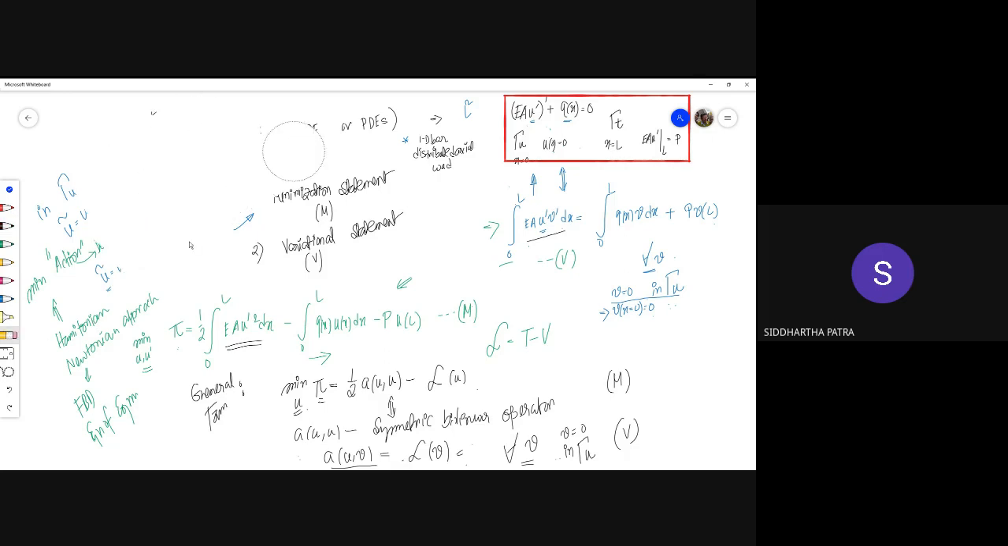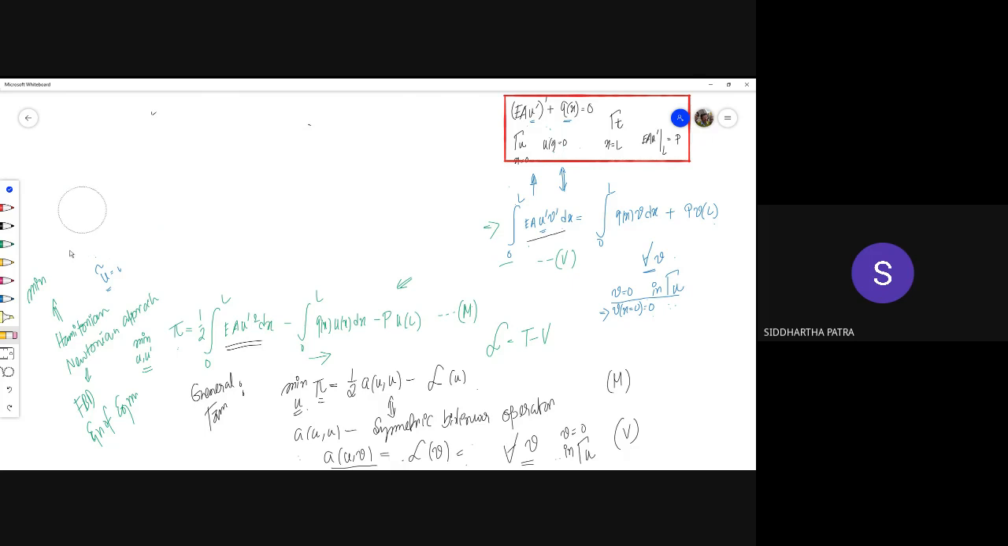Now let's say I want to argue that the M statement and the V statement are equivalent of one another. Let's first argue, say, M statement holds.